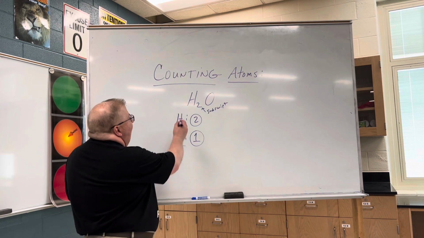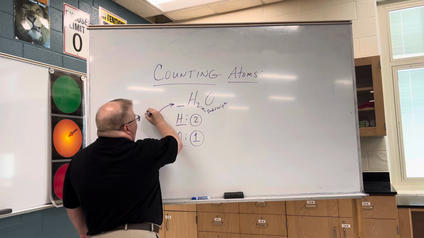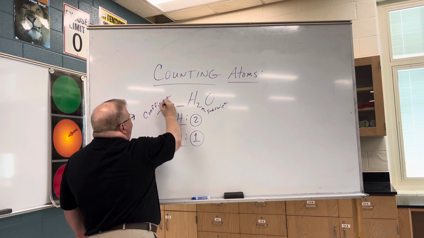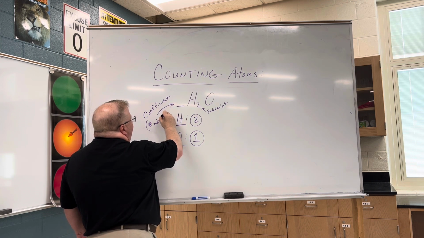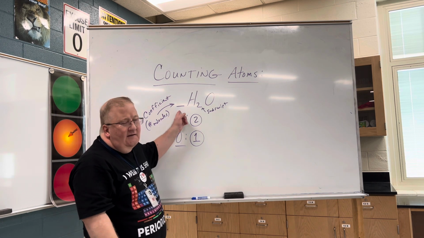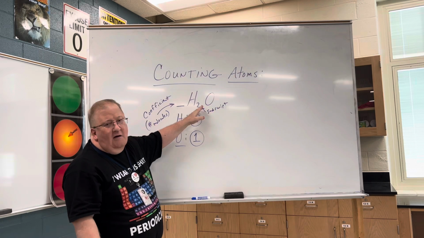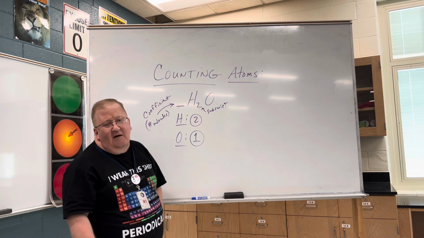Out to the left, this would be a coefficient. We call this number a coefficient, and coefficients tell you the number of molecules. So in this case, since there's nothing written, it's understood again to be a 1. So it's 1 molecule of water, which contains 2 atoms of hydrogen and 1 atom of oxygen.